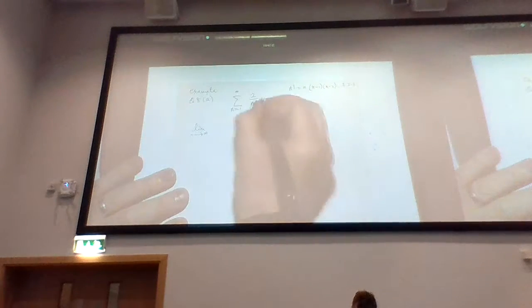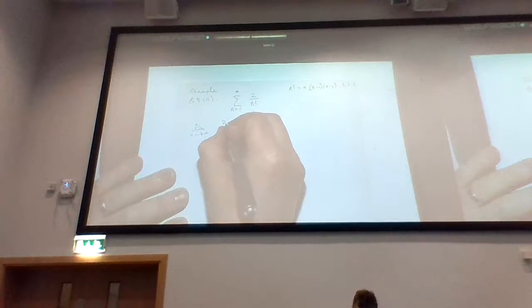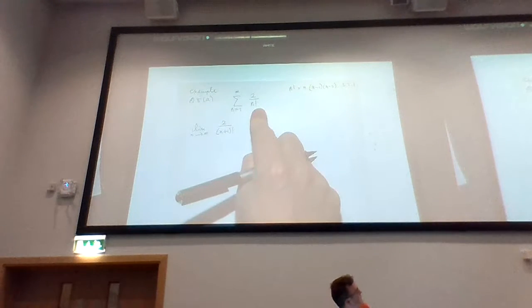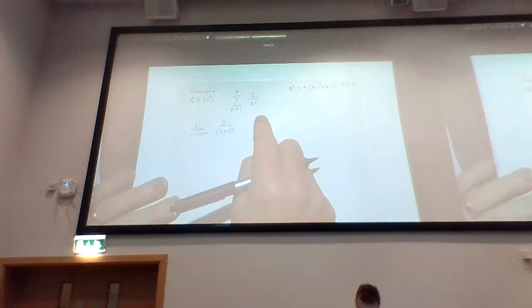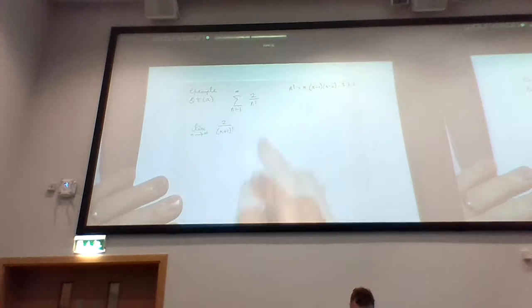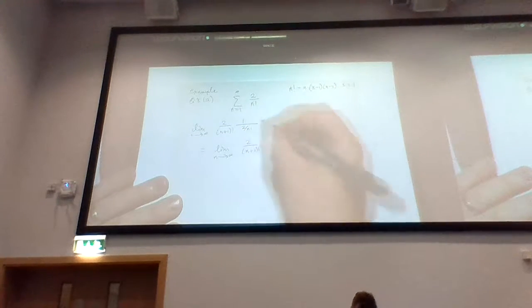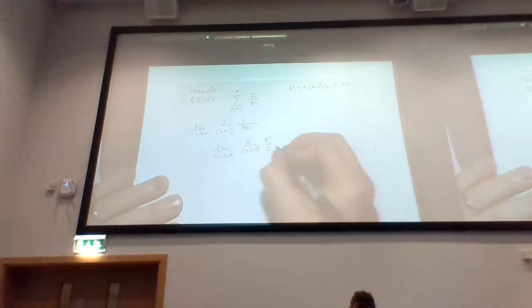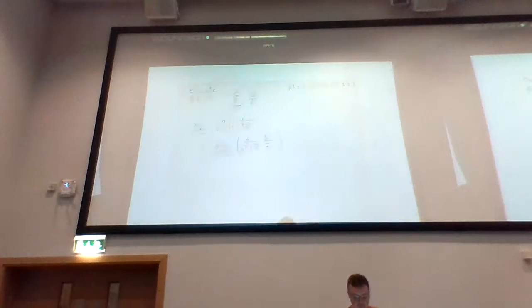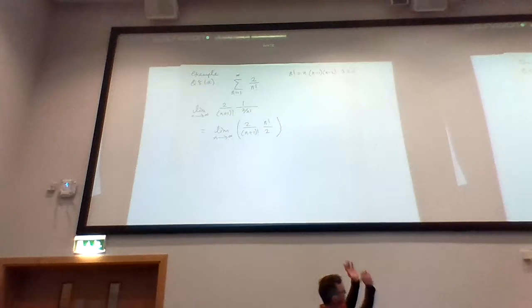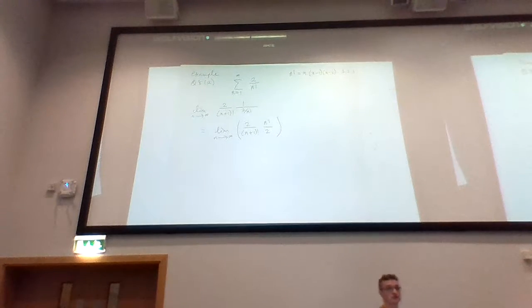So to apply the ratio test, we take the n plus 1th element, which is 2 over (n plus 1) factorial, and we divide it by the nth element, which is 2 over n factorial. And just to get our fractions straightened out, dividing by a fraction is the same as multiplying by its reciprocal. Okay, that looks messy and complicated, but it's also going to simplify a lot.